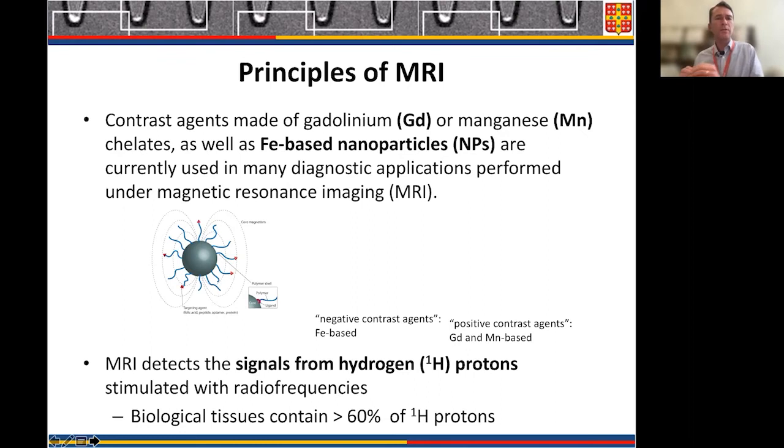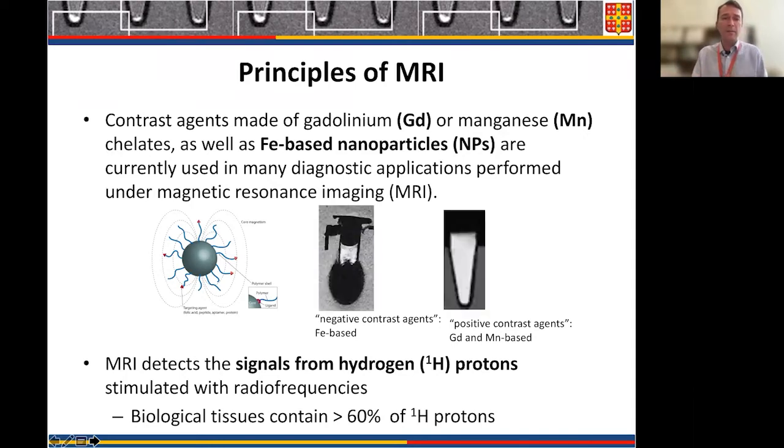Iron oxide particles, when they are very small, act as positive contrast agents. So they have the effect of accelerating the relaxation. When they are a little bit too big, iron oxide nanoparticles kill the signal, and they can be used as negative contrast agents like this. So in the middle of the screen here, you have an example of a negative contrast agent based on large nanoparticles. Typically 10 to 15 nanometer iron oxide nanoparticles will generate this image artifact, while the gadolinium and manganese contrast agents generate the image that you can see on the right-hand side.